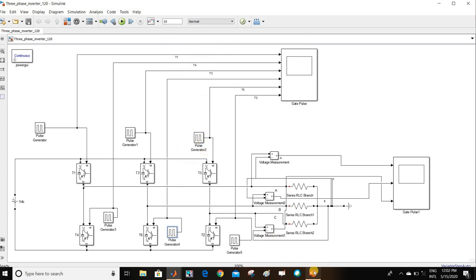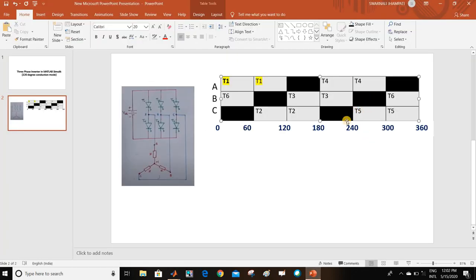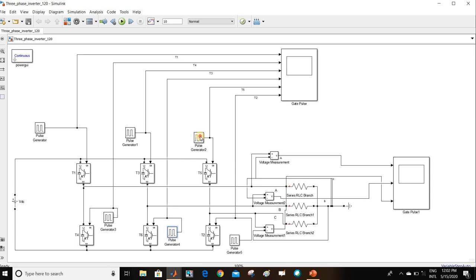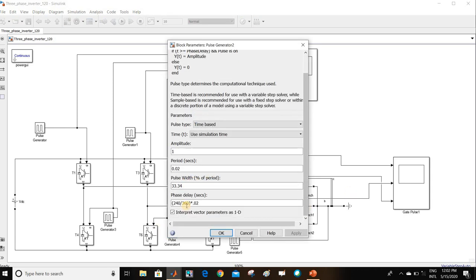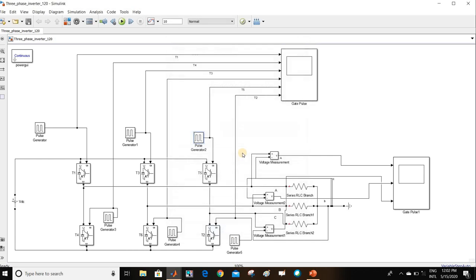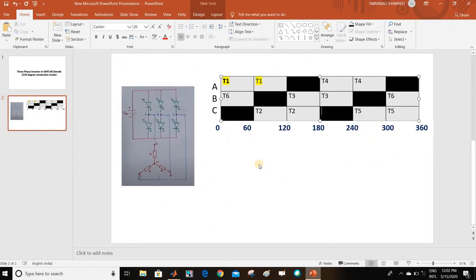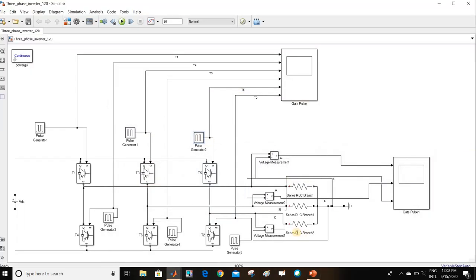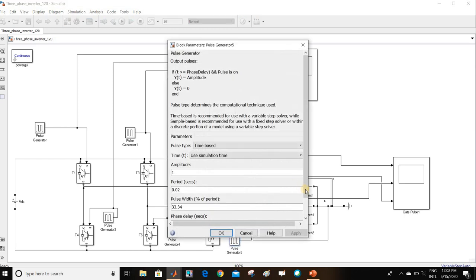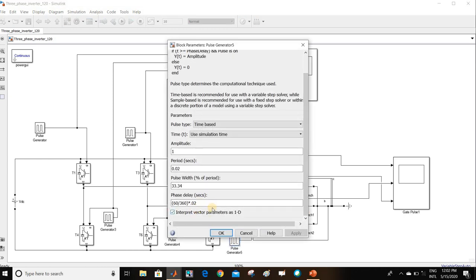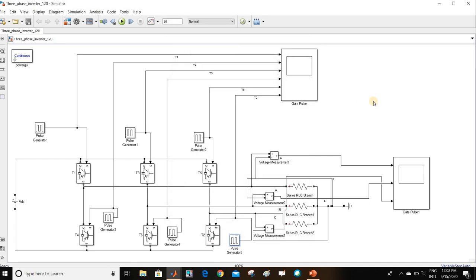Next we will move to T5. You can see from the table, T5 will get triggered at 240 degrees. Same thing, 240 by 360 into 0.02. This will be the delay, but the remaining parameters will be the same. And here we can see T2 will get triggered at 60 degrees. So for T2, if the time taken to complete 360 degrees is 0.02, then for 60 degrees it will be 60 by 360 into 0.02. So this will be the control scheme for all the switches.